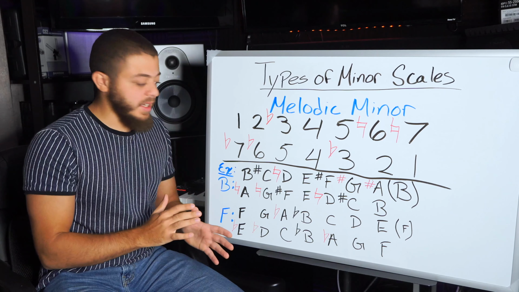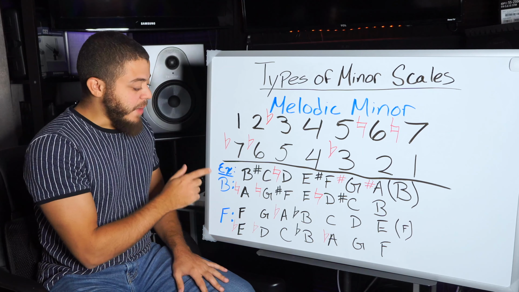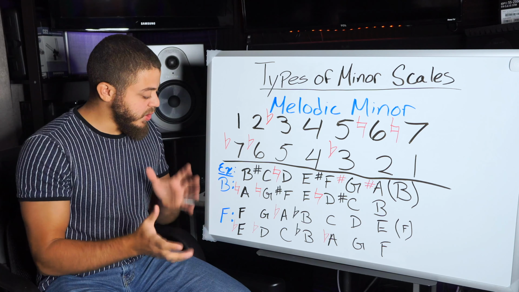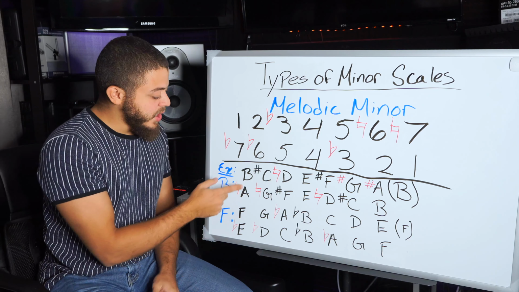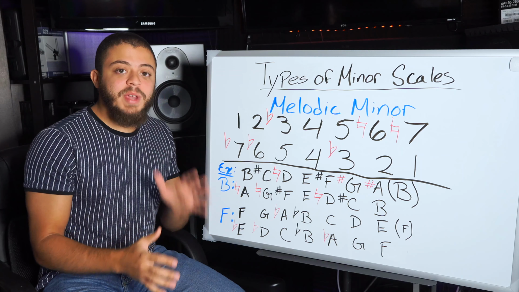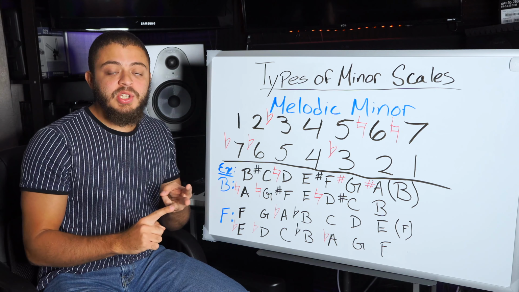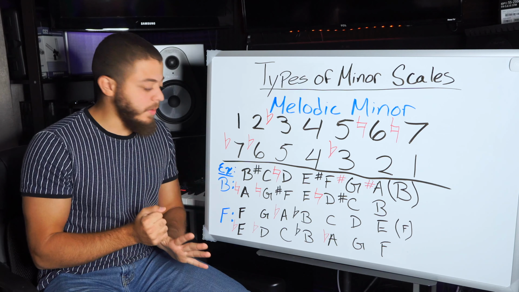So now let's take a look at the examples I have below. I'm using the key of B major to kind of switch it up so you could see different key signatures. So here in the key of B major, we have 5 sharps. We have F sharp, C sharp, G sharp, D sharp, and A sharp.